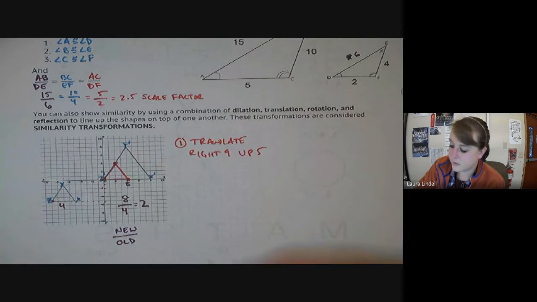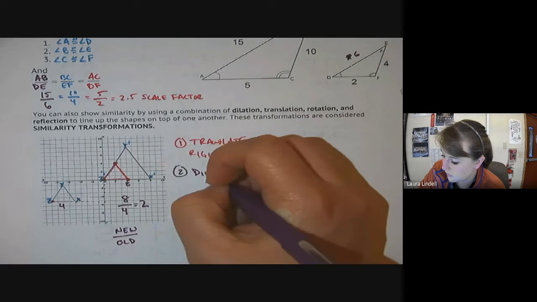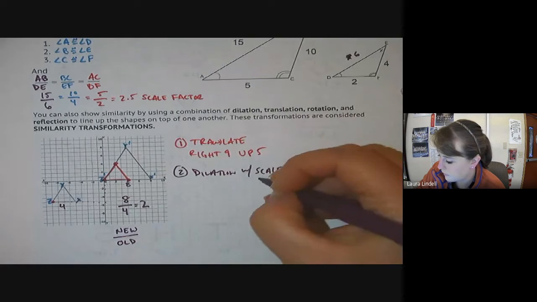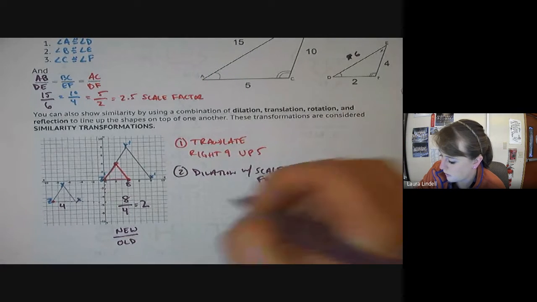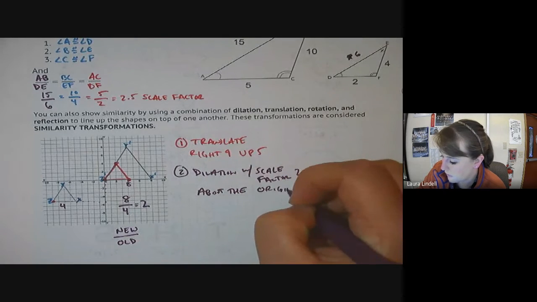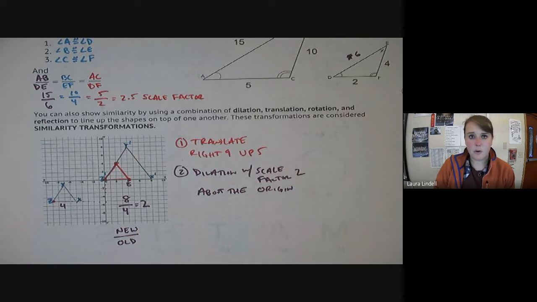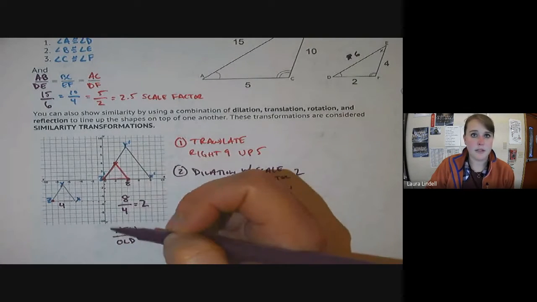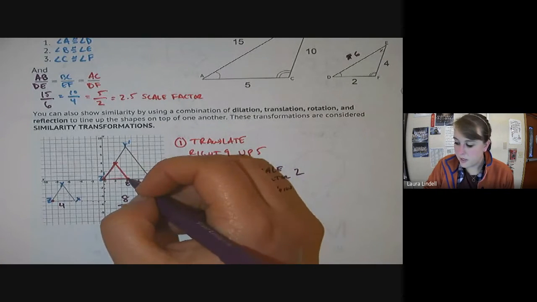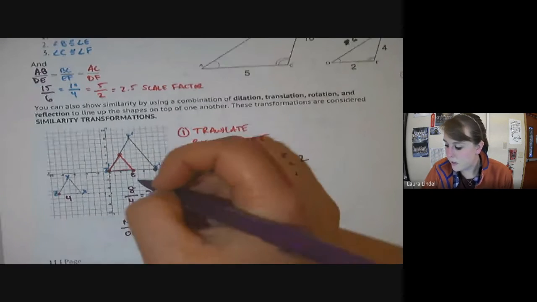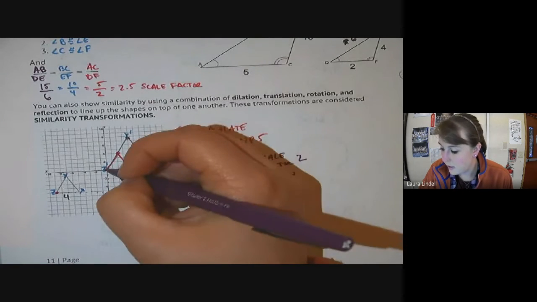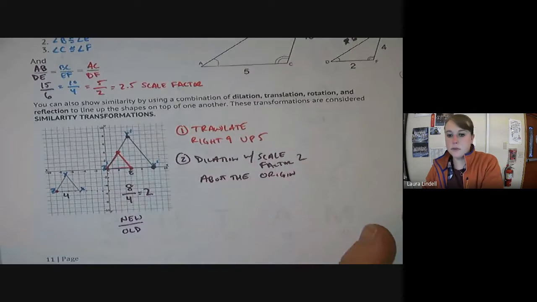Now I'm going to try the dilation with scale factor of 2 about the origin. So what that tells me is I'm going to take all my coordinates for this little triangle and multiply them by 2. So instead of over 4 up 0, it's going to be over 8 up 0. Instead of over 2 up 4, it's going to be over 4 up 8. And 0, 0 stays the same because 0 times 2 is 0.